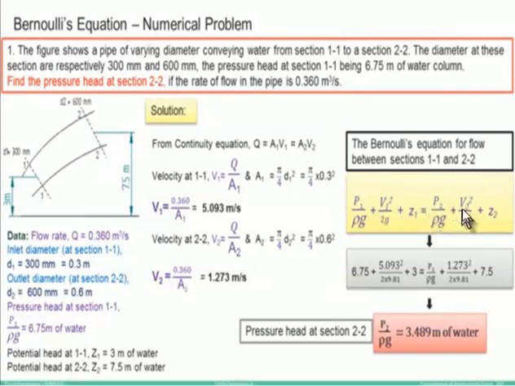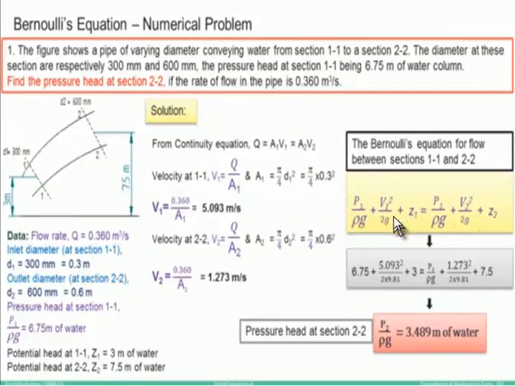Since he has not given any energy losses, that is the HL value, we consider it an ideal fluid. So for an ideal fluid we have Bernoulli's equation: P1 by rho g plus V1 square by 2g plus Z1 is equal to P2 by rho g plus V2 square by 2g plus Z2. This is the Bernoulli equation.